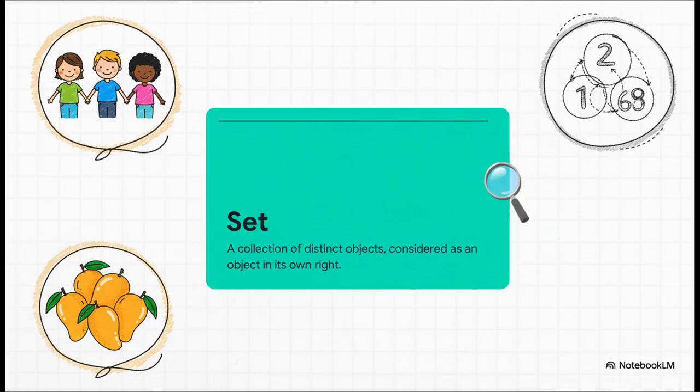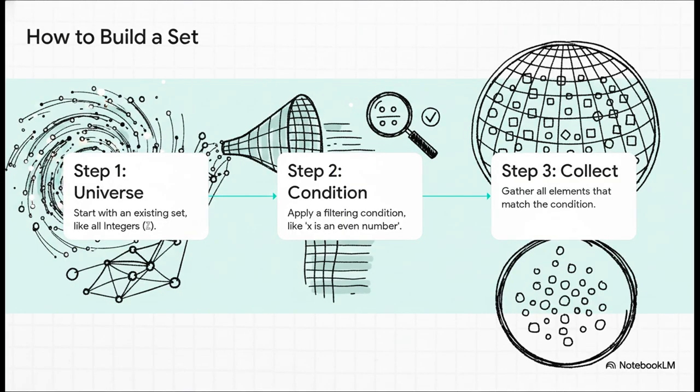A set is just a way to bundle things together. It could be a set of your friends, a set of those mangoes, or something more abstract, like, say, the set of all even numbers. And the cool thing is, we can build these sets with incredible precision. There's this powerful idea called set comprehension.